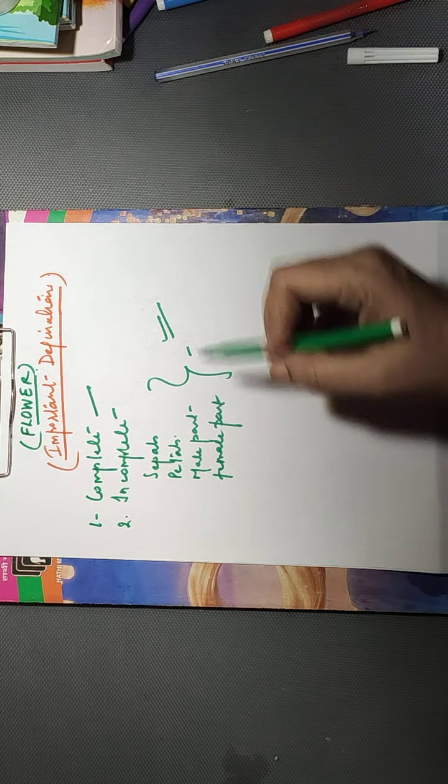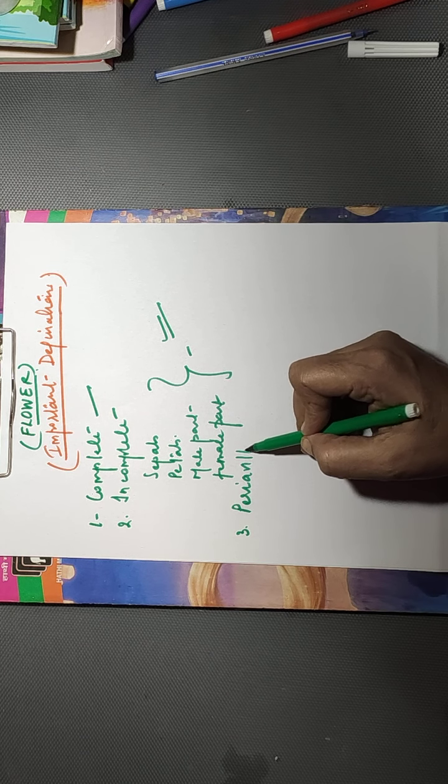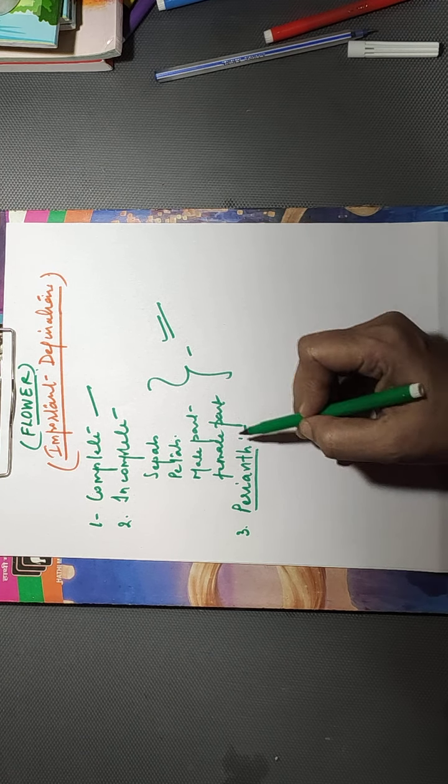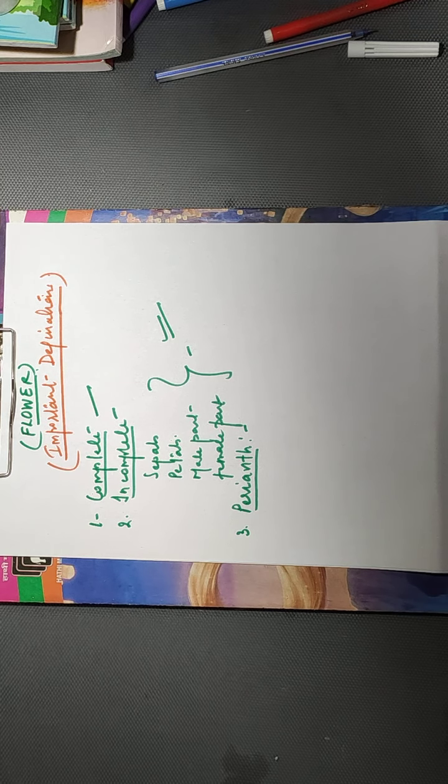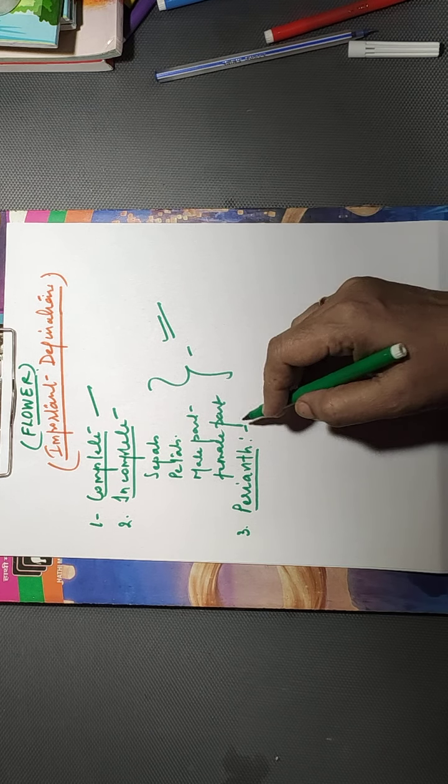Next definition is perianth. What is perianth? A condition of a flower where petals and sepals are undifferentiated. Undifferentiated means they are fused together or they can be seen as one structure. When the petals and sepals are fused together and seen as one structure, it is perianth.